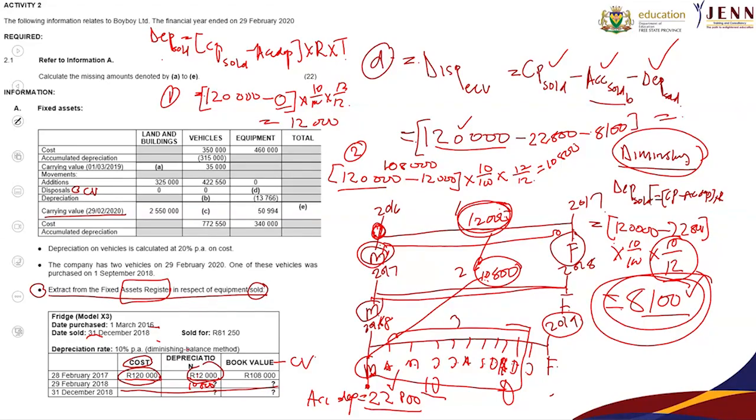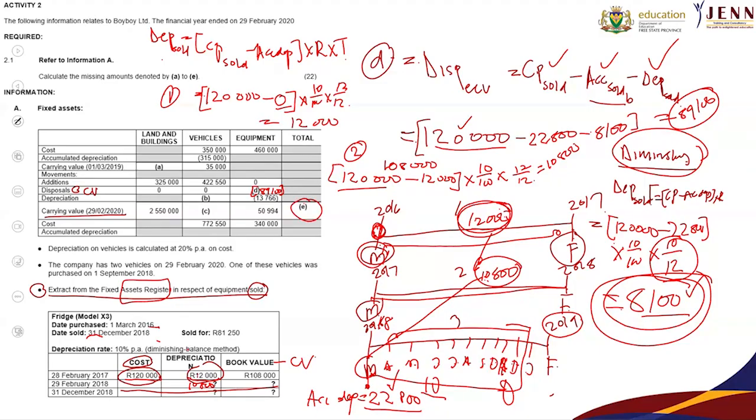What is the answer now? Then we're going to have 89,100. The 89,100 will be our carrying value here. 89,100. That is the carrying value of the asset that has been disposed. And then now, let us move. Let's go and check for E now.